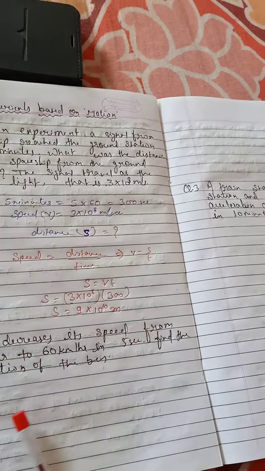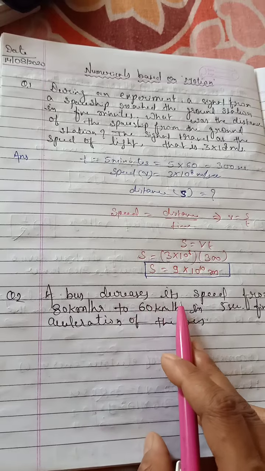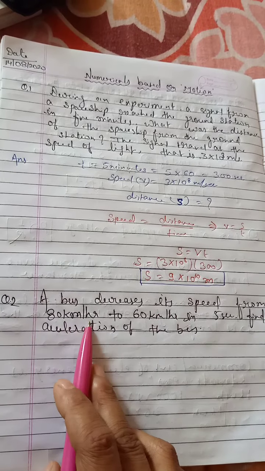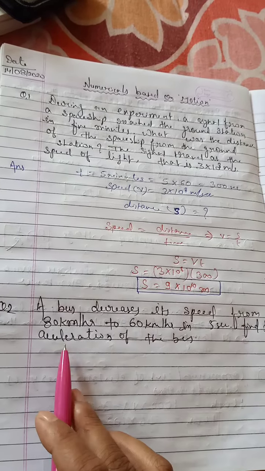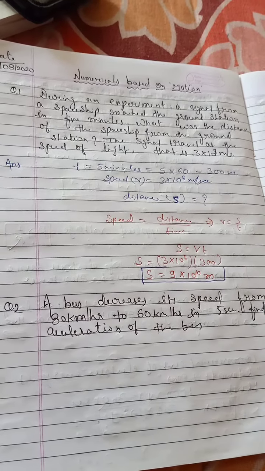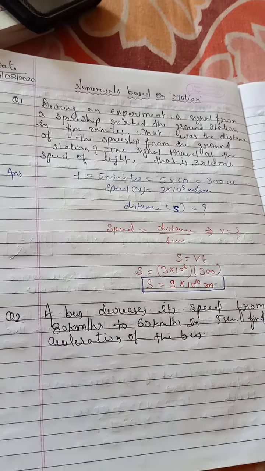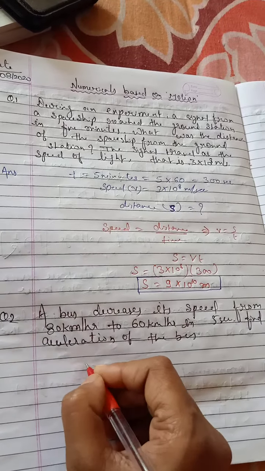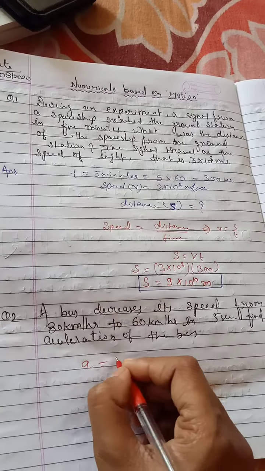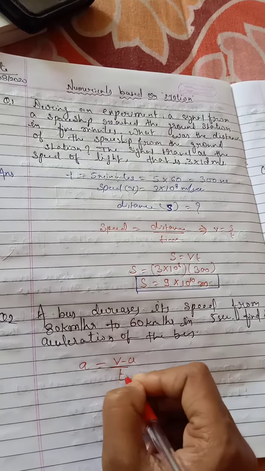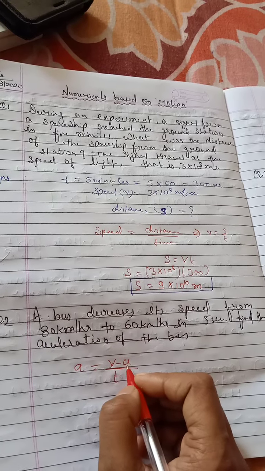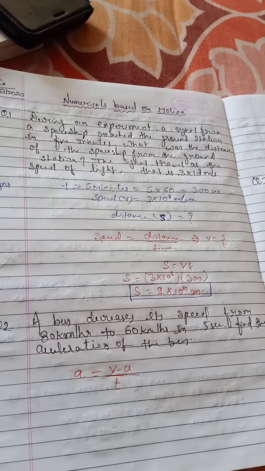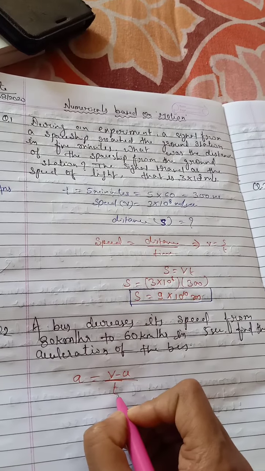Now, the second question is: a bus decreases its speed from 80 km per hour to 60 km per hour in 5 seconds. Find the acceleration of the bus. We know the formula for acceleration: acceleration is equal to v minus u upon t. Here v is the final speed, u is the initial speed, and time is denoted by t.